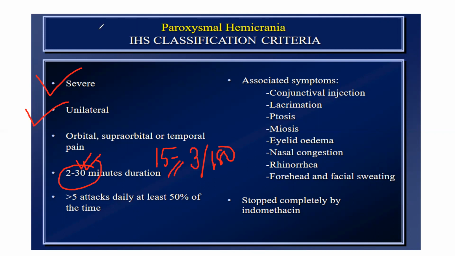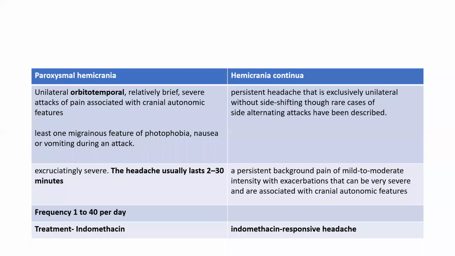There will also be some autonomic features, as we said: conjunctival injection, lacrimation, ptosis, miosis, all these features will be there. And that will be stopped completely by giving indomethacin. So that is an important diagnostic criterion. If we check the difference between the two sorts of headache, all of paroxysmal hemicrania or hemicrania continua must be unilateral. So it is hemicrania; that is the important part. The second thing is that this must be associated with autonomic features.